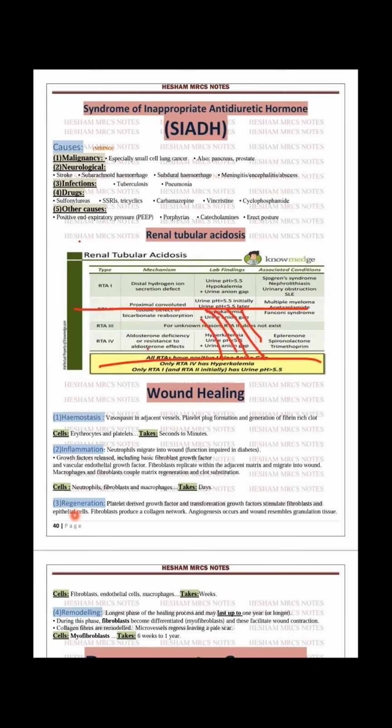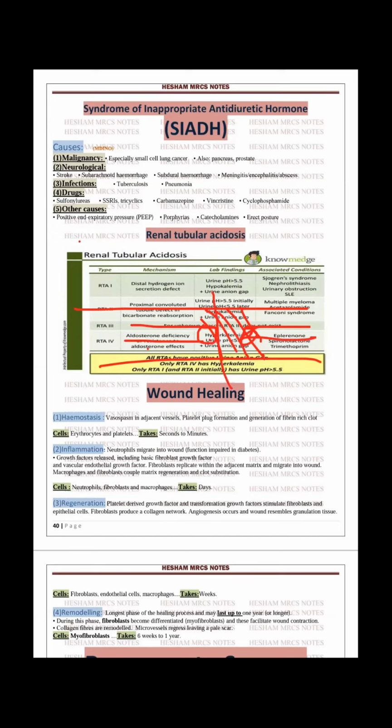Each stage, we have cells and the time. You should keep the cells in each one and the time needed for each stage. First one is hemostasis. Once you have injury to your forearm and injury to the blood vessels running in it, once you have complete transection of these blood vessels, its ends will undergo spasm.